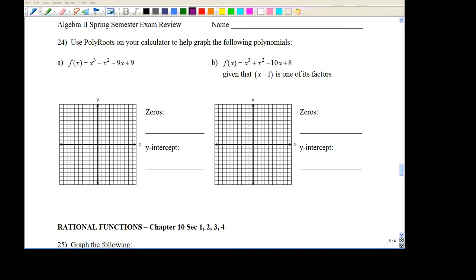Okay, so this is now Mrs. Suderman, and we are on page 5 of 6 of your review packet. So number 24, it says you can use polyroots on your calculator to help graph the following polynomials, or you can solve it the way that I'm about to.